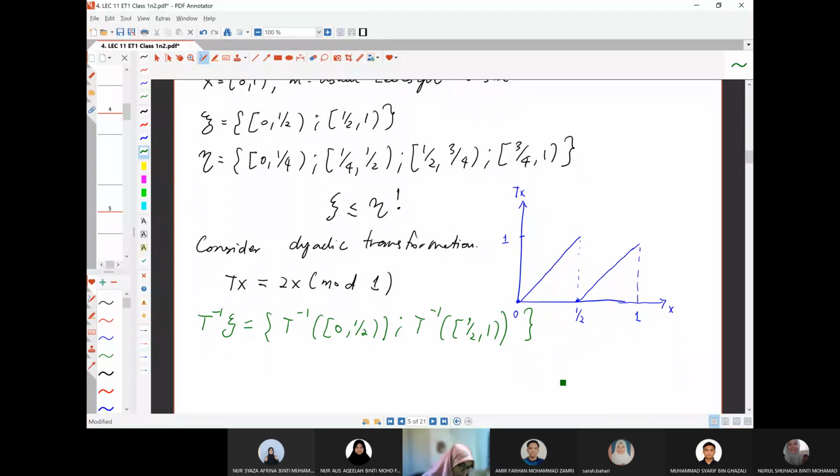Okay, now let's try to find what is the pre-image of 0 to half. Look at the graph. For 0 to half, the pre-image, so you project to what? From x axis to y axis or y axis to x axis? Actually pre-image, y to x. So from 0 to half, what is the pre-image for these two?